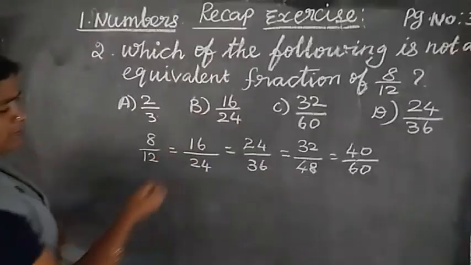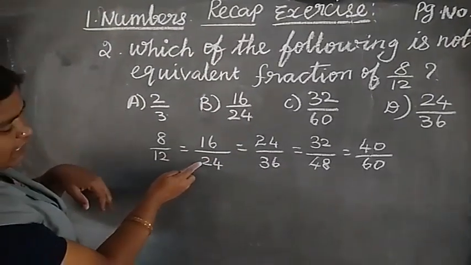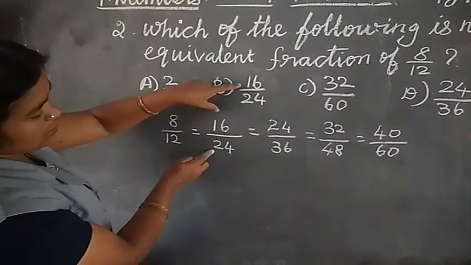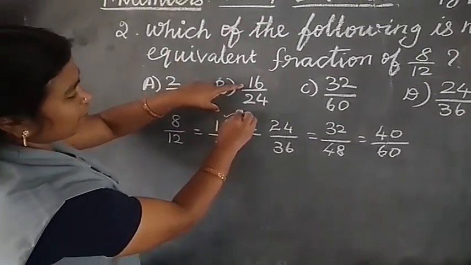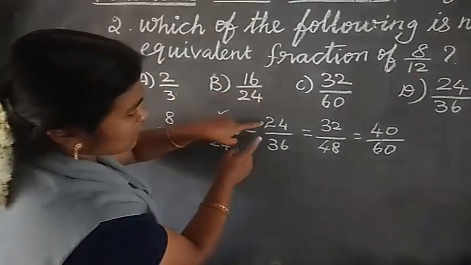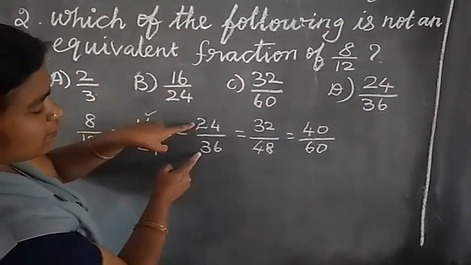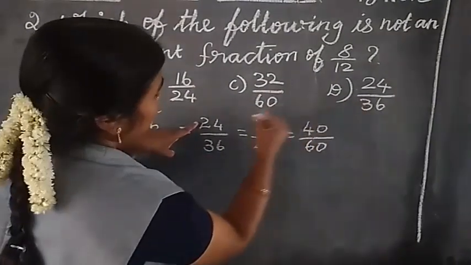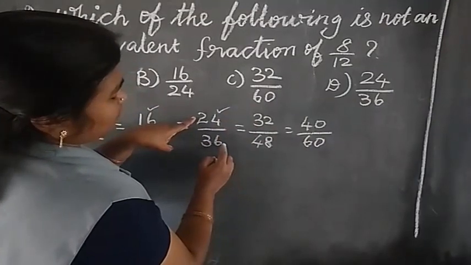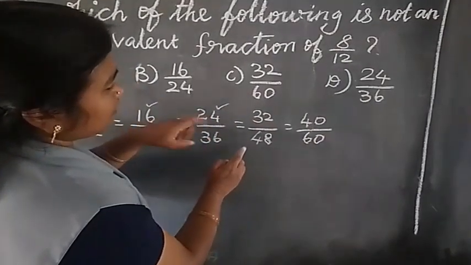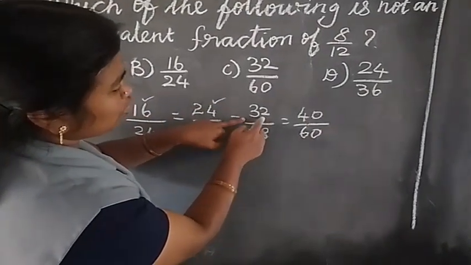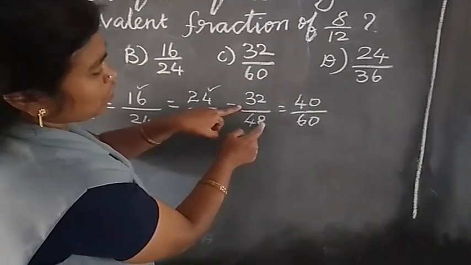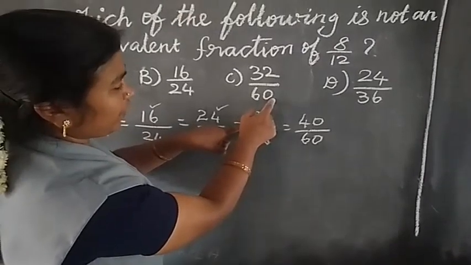Shall we compare the options? The first equivalent fraction is 16 by 24. So 16 by 24 is also here. So this is an equivalent fraction. The next one is 24 by 36. 24 by 36 is also one of the options. So this is also an equivalent fraction. The third one you compare, that is 32. Numerator is equal but denominator is not equal. So this is not an equivalent fraction.